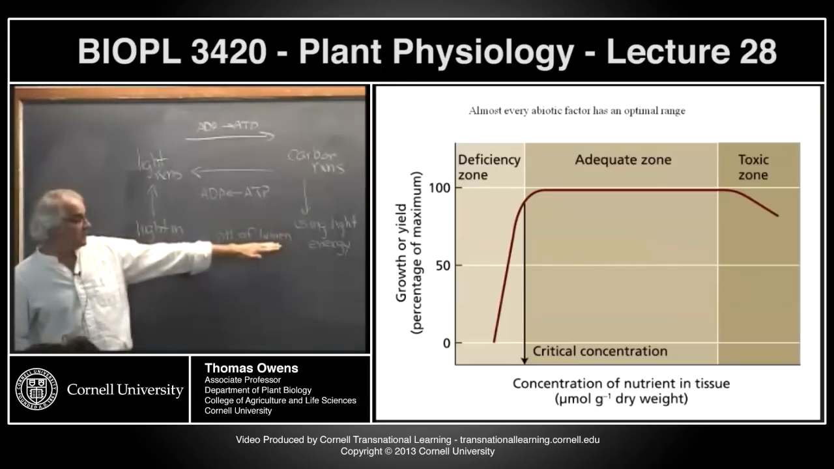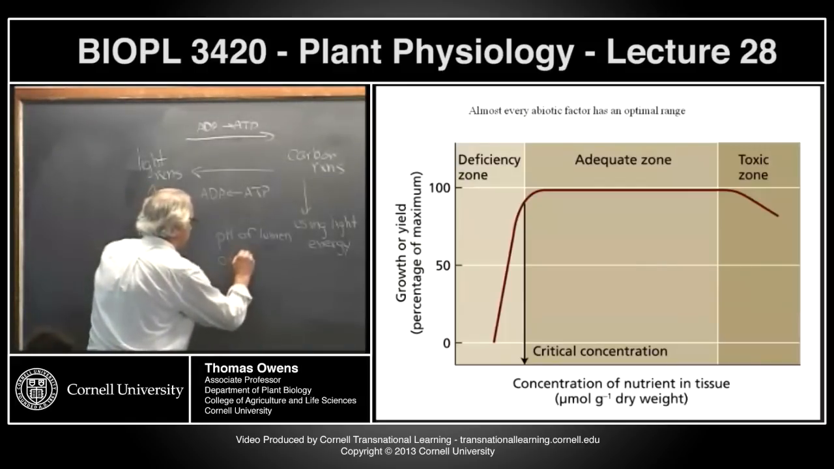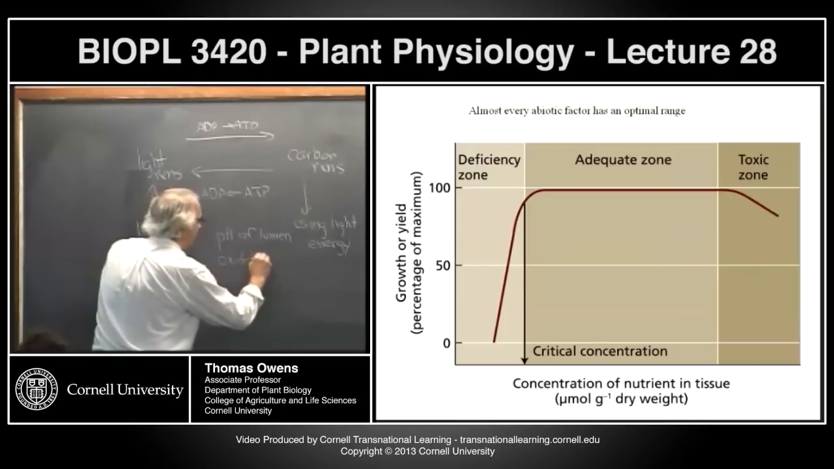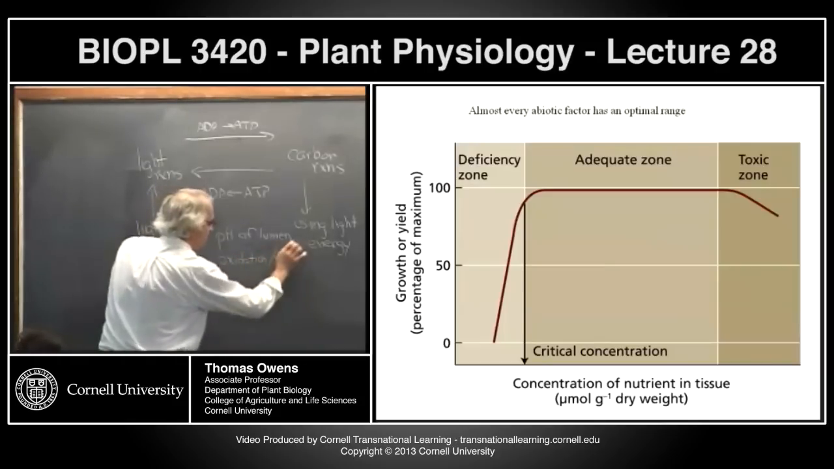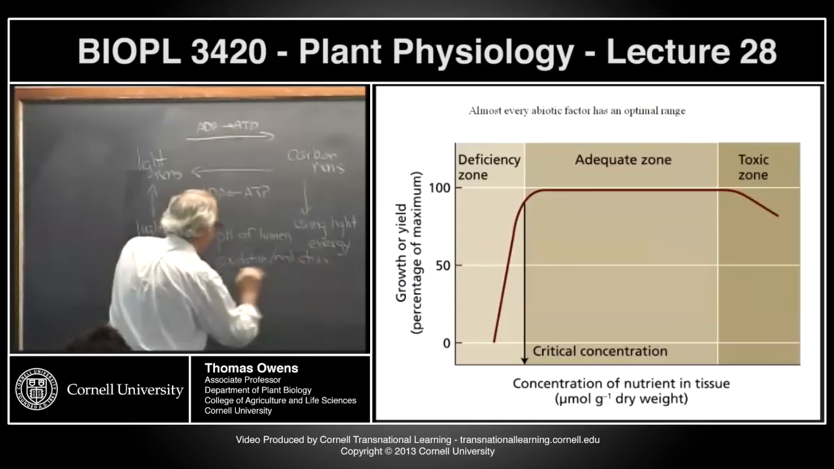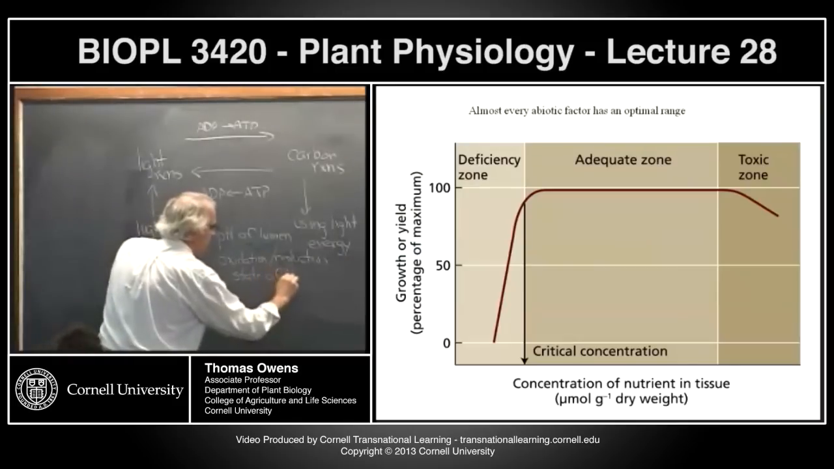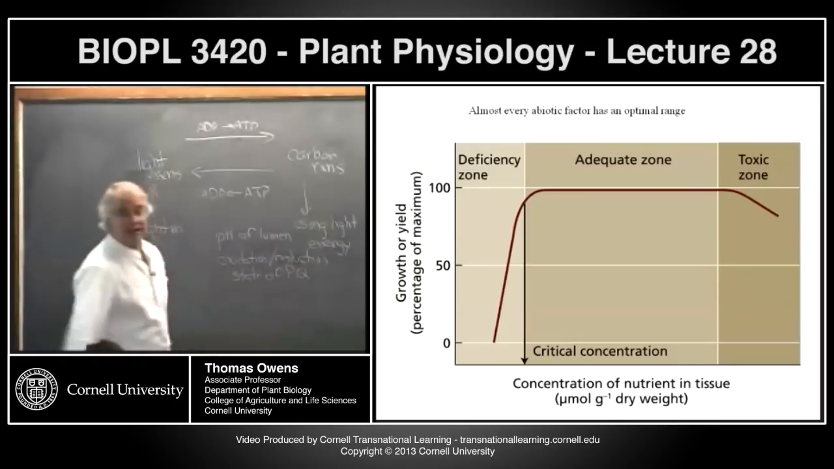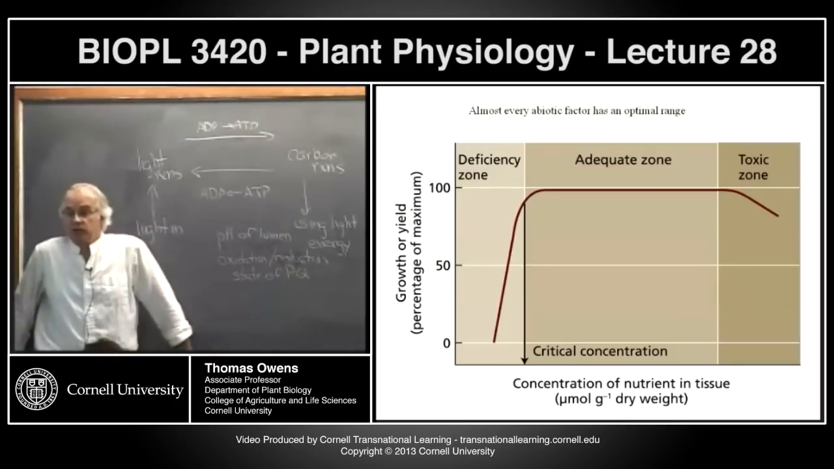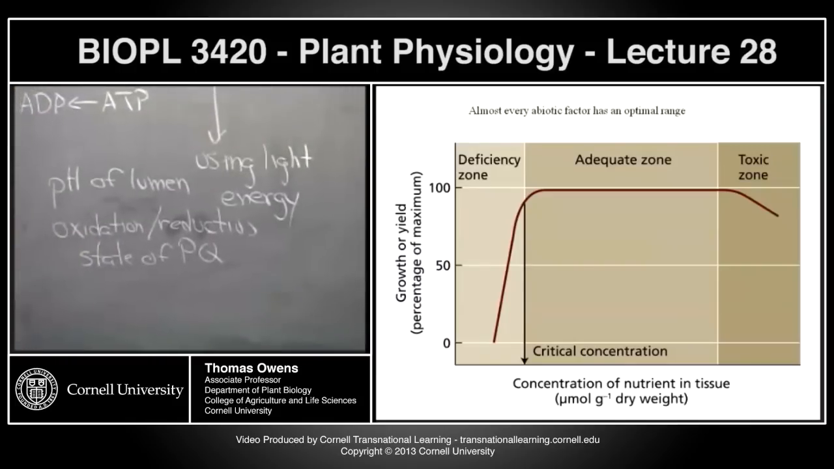Another thing that represents the balance between the light and dark reactions is the oxidation reduction state of plastoquinone. Remember that plastoquinone is an electron carrier between photosystem 1 and photosystem 2. It's a mobile carrier that can diffuse in the membrane.